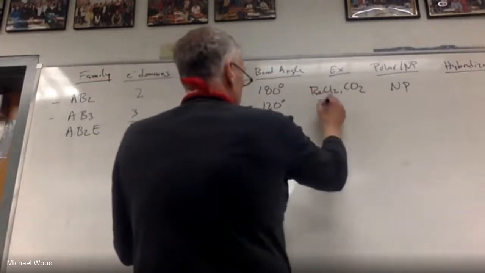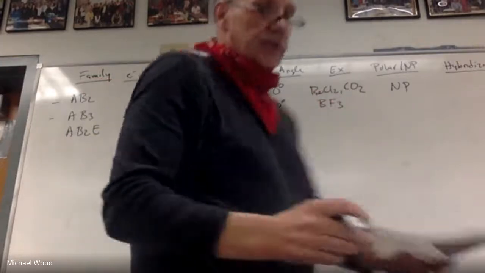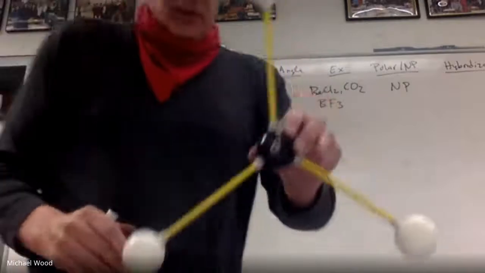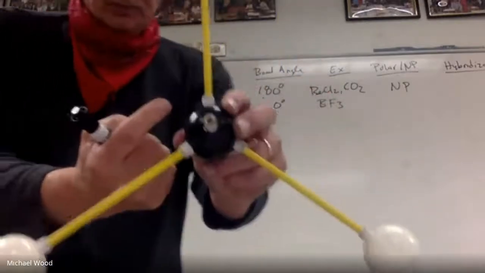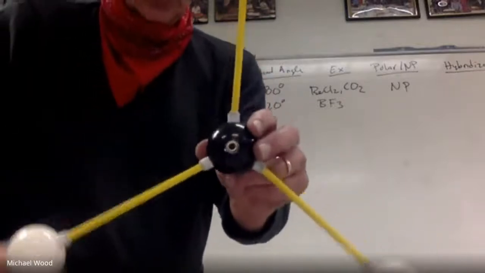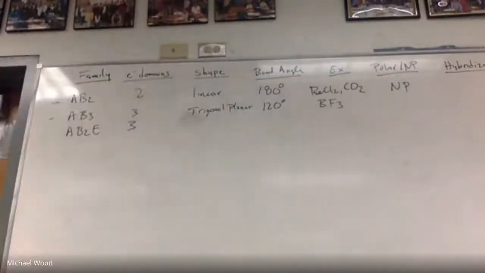An example is BF3. And again, we ask ourselves, do the poles cancel out here, or do they add together? If I build this, it's truly a flat triangle. So we have a pull up, we have a pull this way, we have a pull this way. Equal and opposite pulls in the same direction. That means this is non-polar. So when we have this shape, it's going to be non-polar.